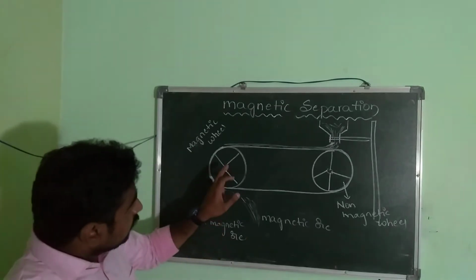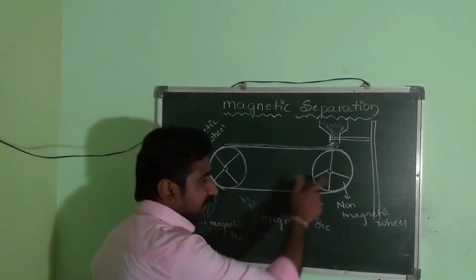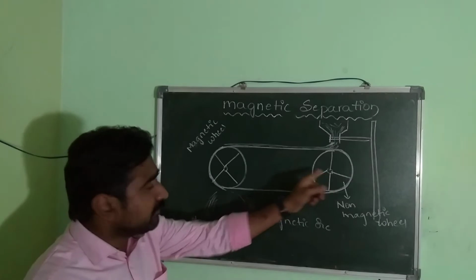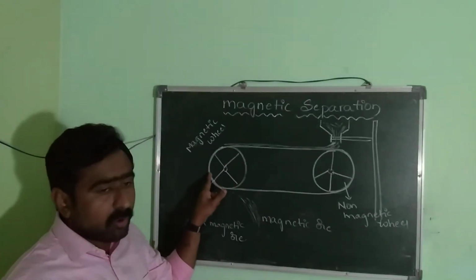First of all, if you observe the picture here, you will be able to find two important wheels. If you look carefully, you will find two important wheels. One is called the non-magnetic wheel and the second one is called the magnetic wheel.